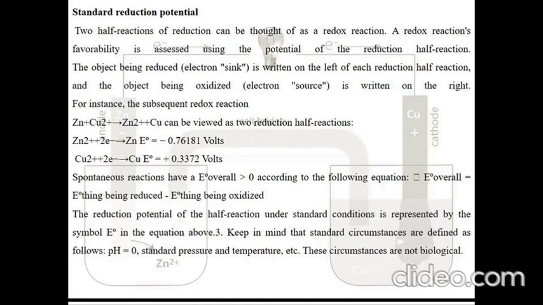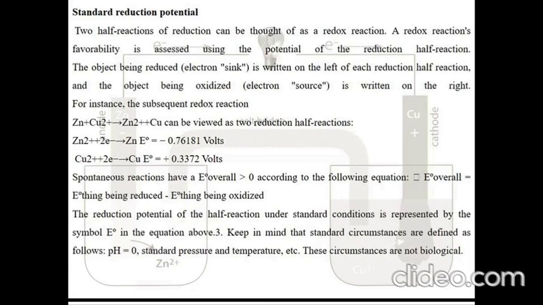For instance, the redox reaction zinc plus copper can be viewed as two reduction half reactions: zinc 2+ plus 2 electrons gives zinc, copper 2+ plus 2 electrons gives copper. Spontaneous reactions have E0 overall always greater than 0 according to the following equation, which is E0 being reduced and E0 being oxidized.